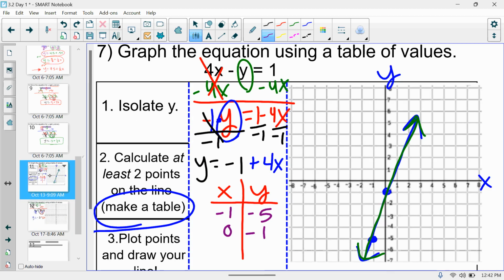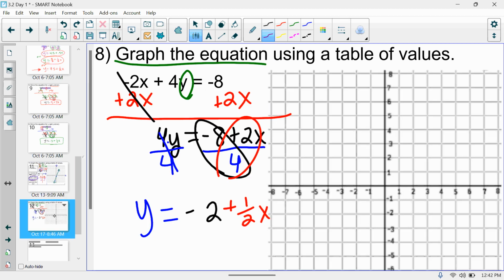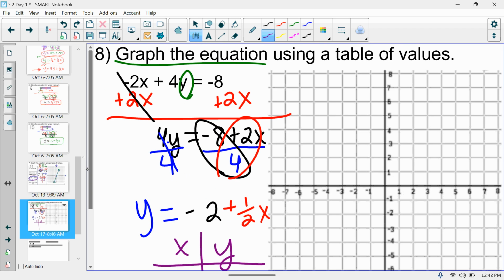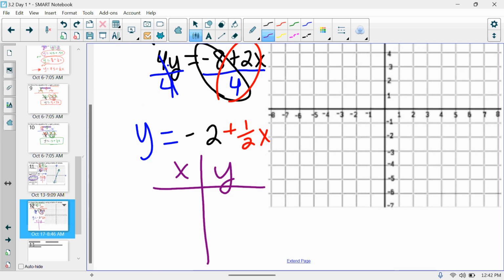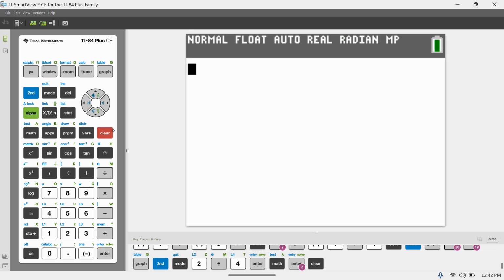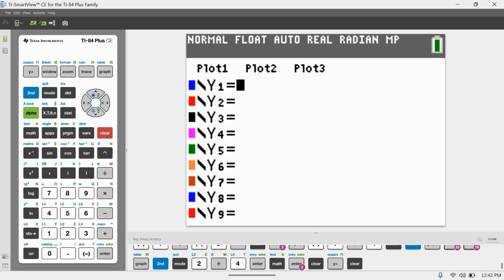We got y alone. Let's look back and remind ourselves of the steps. Next step is to make a table of at least 2 points. How do we know what x to put? It doesn't give us a domain. That means we can pick whatever we want. So the easiest thing to do is go with me on your calculator so you get the hang of it. Y equals, clear it out.